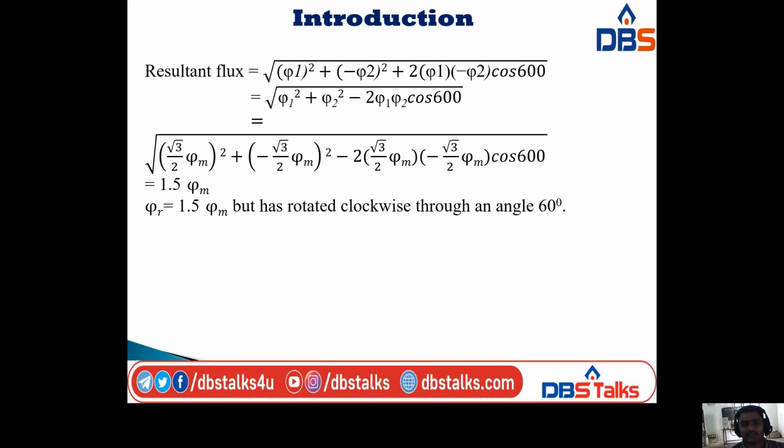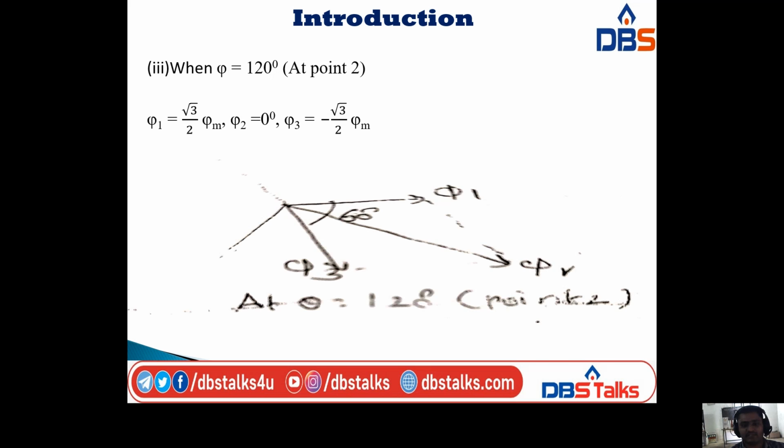So finally we have the resultant flux, that is phi r is equal to 1.5 into phi m, but it has to rotate clockwise through an angle 60 degrees. In the 0 degrees case we have no rotation of the rotor, but here the flux is 1.5 into phi m, and it has to rotate clockwise through an angle 60 degrees. So this is for the second case, and next I am taking the third case, that is when theta is equal to 120 degrees, that is at point 2.